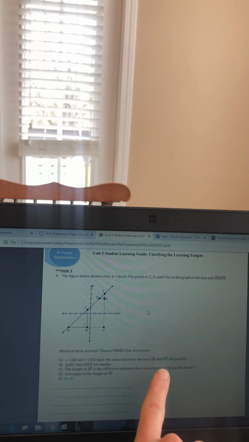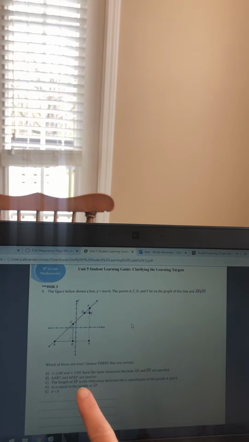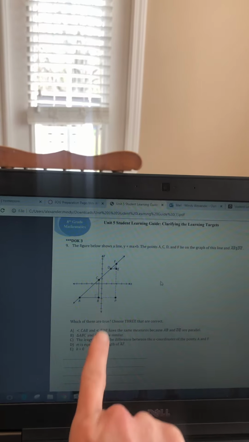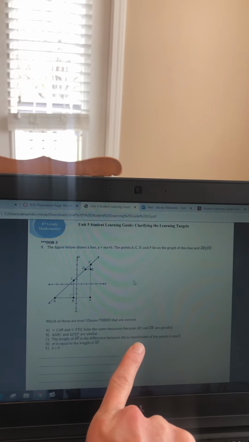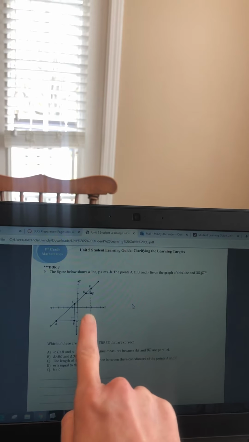Okay, and then C. The length of AP is the difference between the x coordinates of A and F. So there's A, there's F, and it's saying the length of AP. So that's this guy right here. So if you think about that, is this length the difference between the x coordinates, so only talking about the x's right now, the x coordinates of A and F? So here's F, right? Its x coordinate would be right there.